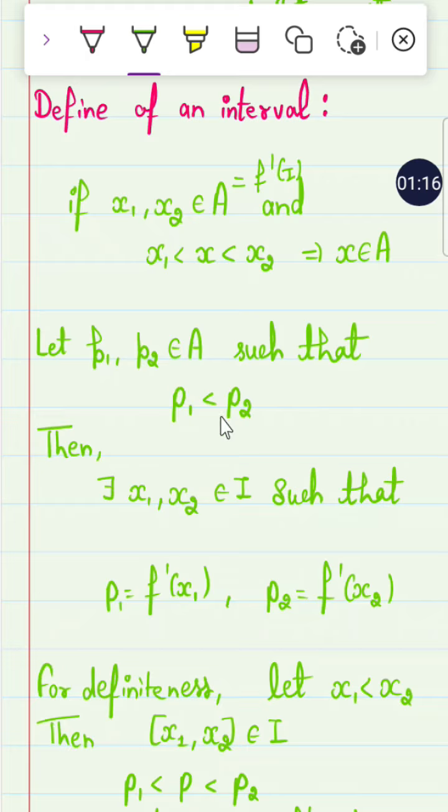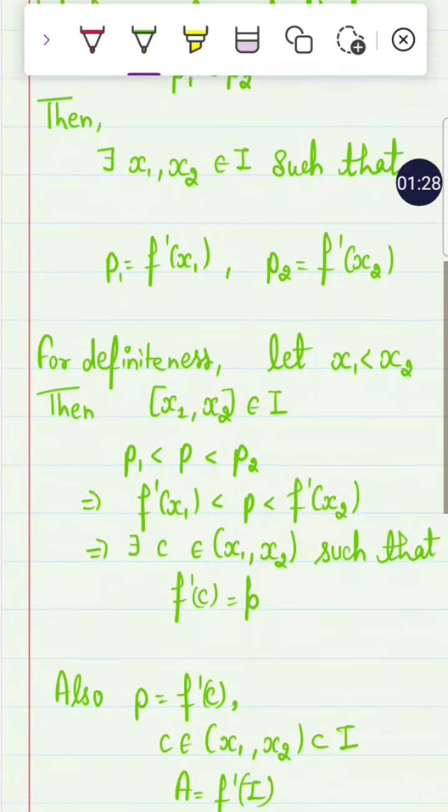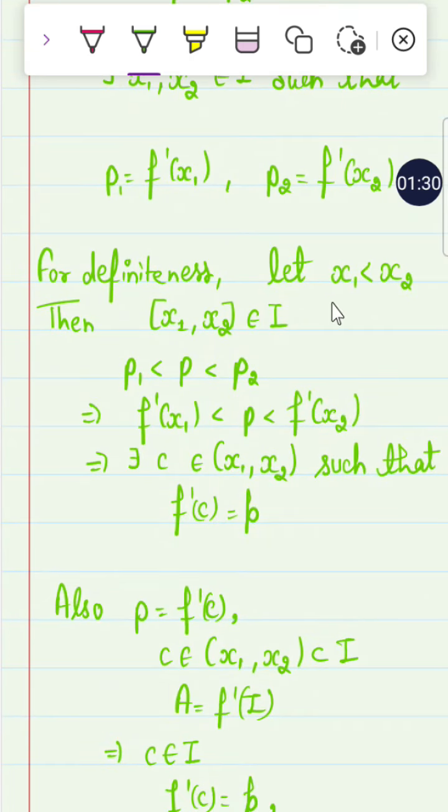Now let us take P1 and P2 in capital A. P1 and P2 are of the types f dash of x1 and f dash of x2, where x1 and x2 are in I, right? Let x1 be less than x2, because they are in the interval I, the function's domain. Now P is in between P1 and P2. We have to prove that P is in capital A, right? So f dash of x1, f dash of x2, and P is in between these.